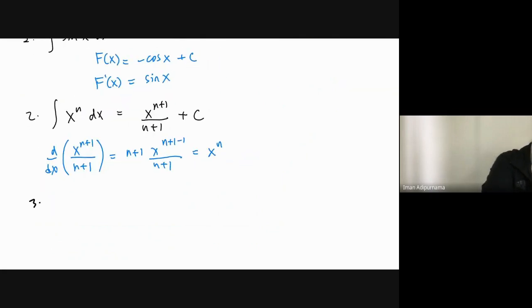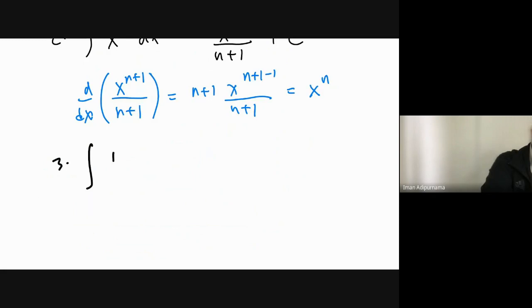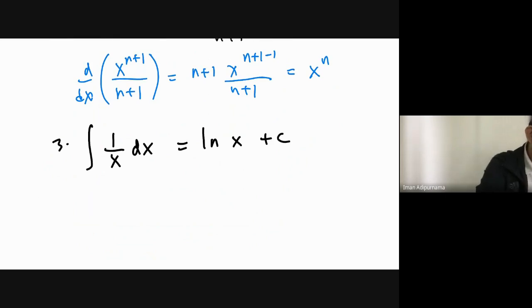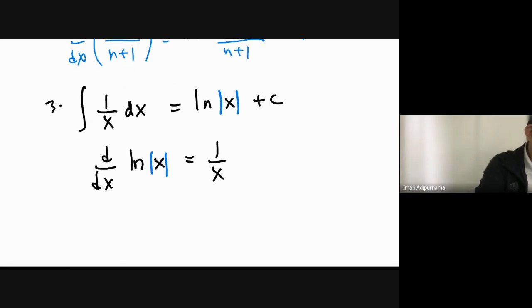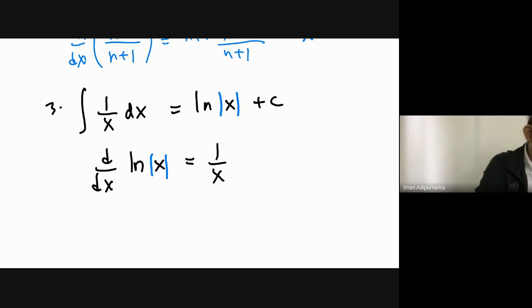Okay, now if we check the integration of 1 over x dx, this will be, if we write ln x plus c, we just derive this. Of course, we have the 1 over x, okay? But actually, remember that this should be an absolute value here, okay? So that we have it became two ways.